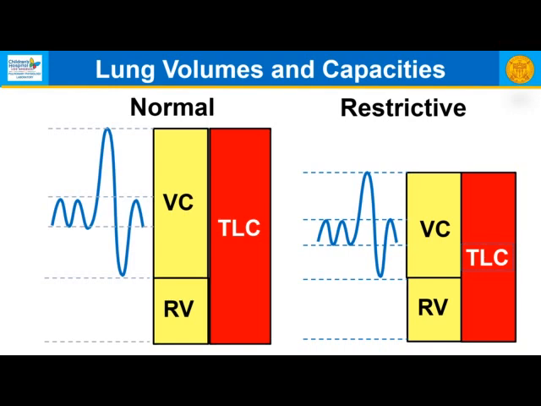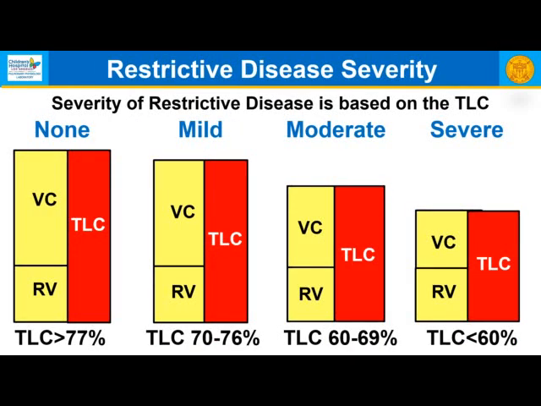So here we have a normal situation, a normal spirogram, if you will, with normal total lung capacity, and this would be an example of someone with restrictive disease. The total lung capacity here is decreased. We grade these, and admittedly this is somewhat arbitrary, but at Children's Hospital Los Angeles, these are the gradations that we use for severity of restrictive disease. Above 77% predicted TLC is normal. There's no restriction. 70 to 76 is mild restrictive disease. 60 to 69 is moderate, and less than 60 is severe restrictive disease.